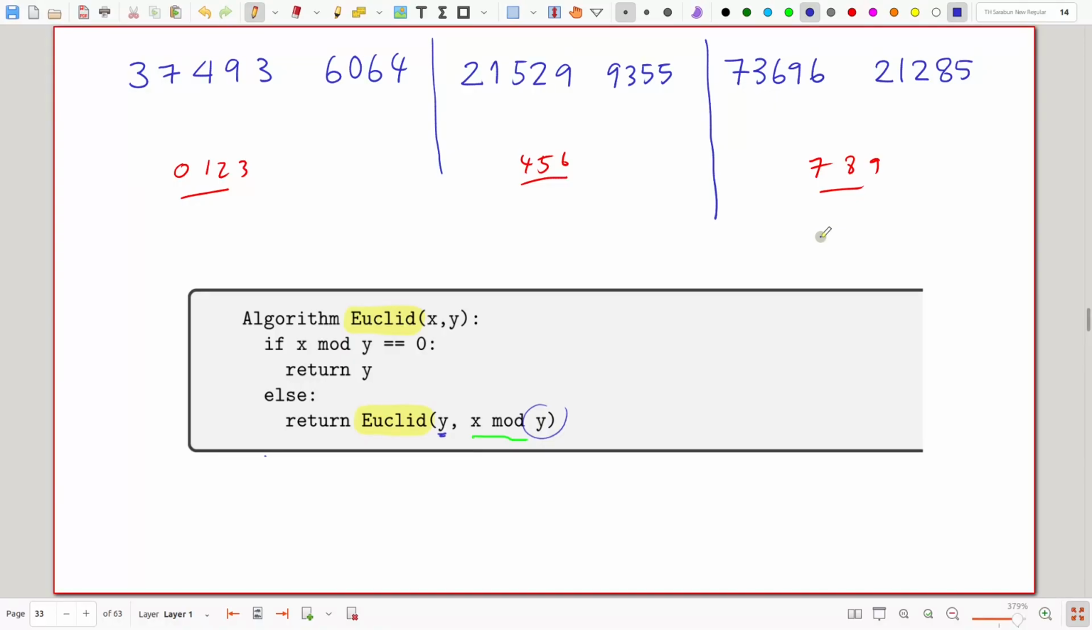So if it enters into these conditions, then it stops. So we don't have to worry about that. But if it doesn't stop, it makes this recursive call. Can we always say that the first argument will decrease? Will the first argument of the Euclid function always decrease?